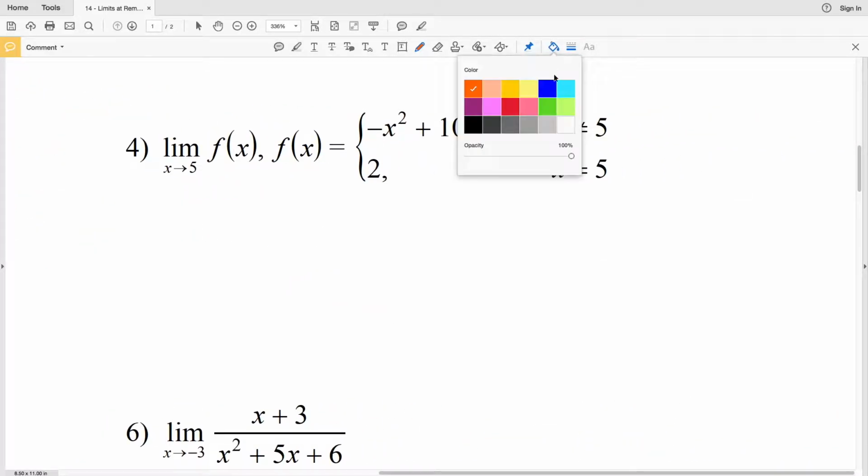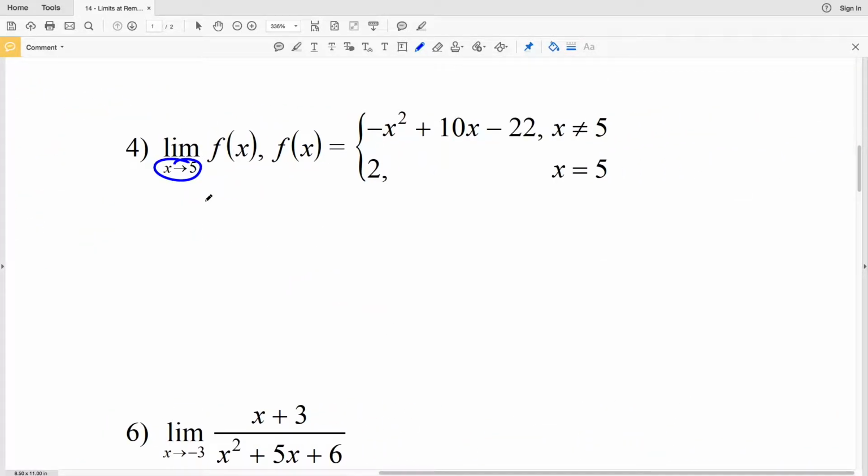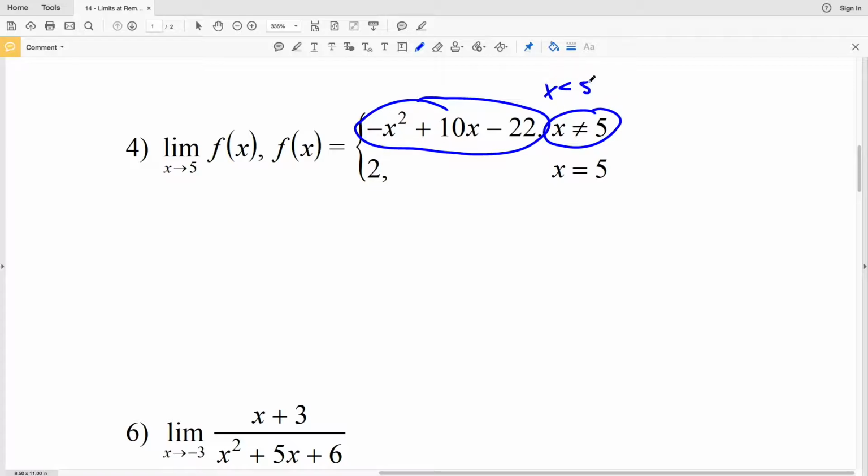Now for number 4, we're looking at the limit as x approaches 5. So we're looking at the first piece of this function for values when x does not equal 5. That's when x is less than 5 and when x is greater than 5, so approaching from the left side and approaching from the right side. What we'll do is plug 5 in for that first piece.